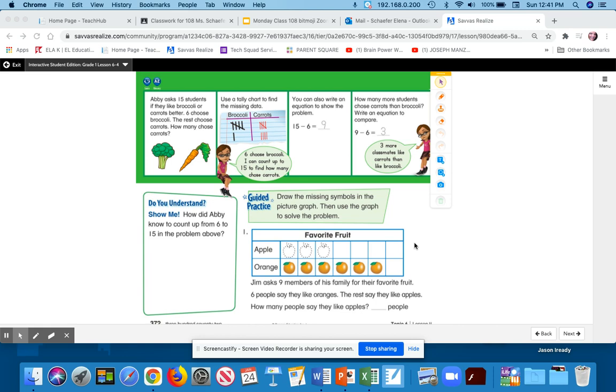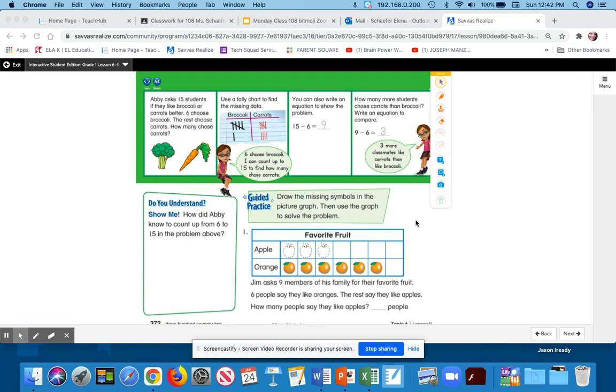Hi friends, today we are going to use graphs to interpret data and answer questions. So I'm going to model this one for you guys and explain exactly how we use these graphs to answer questions and solve problems, and then I'm going to have you guys do one or two on your own.